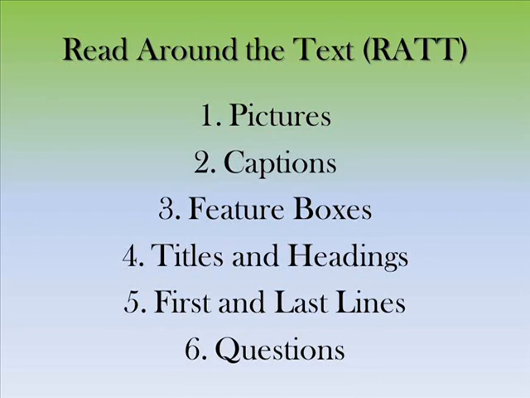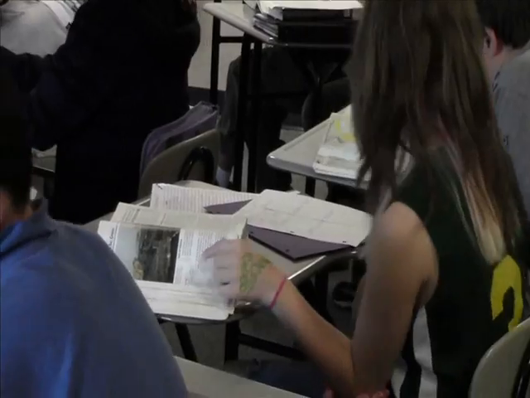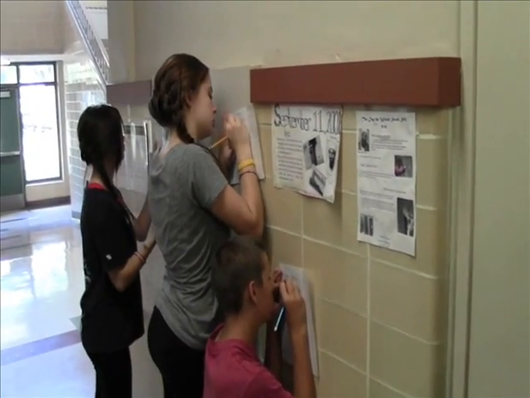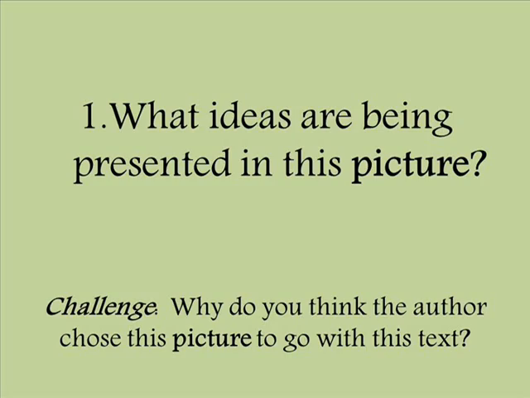The RATT strategy has 6 main steps. It works with any piece of text that a reader might encounter, but it is especially useful when reading informational or nonfiction text. To help your student with each of these steps, simply focus on 6 main areas and ask the following questions as you go.